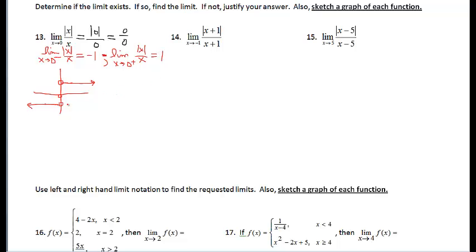We have a jump discontinuity because the left limit does not equal the right limit, because these two numbers aren't the same exact number. We have a jump discontinuity. We know the limit fails to exist. So determine if the limit exists. No, it doesn't. If so, find it. If not, justify your answer. So I'm going to come down here and kind of clean it all up.